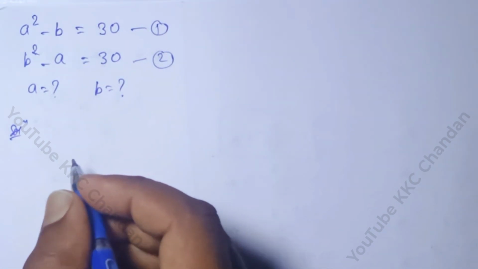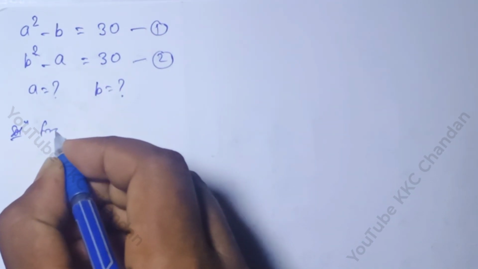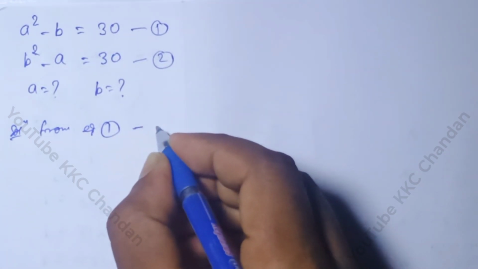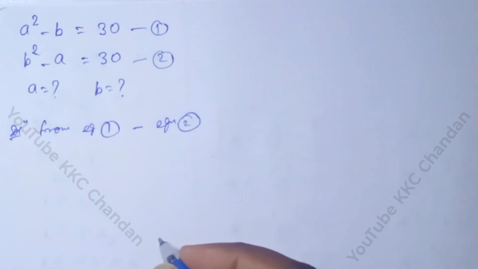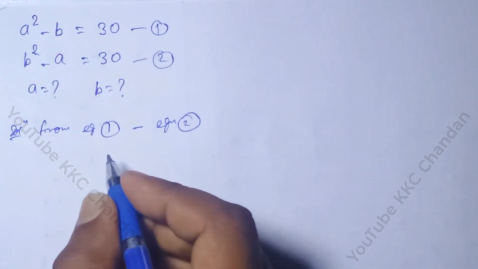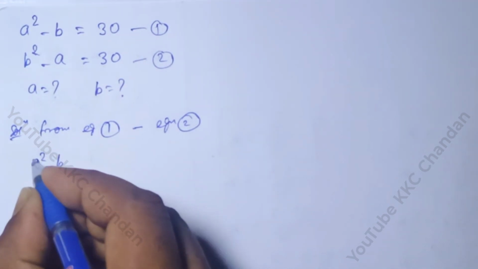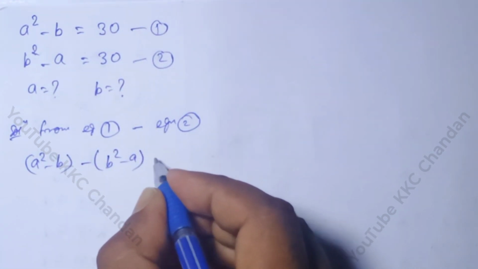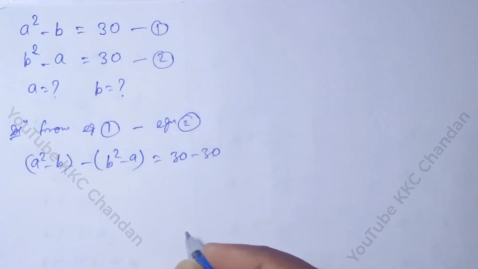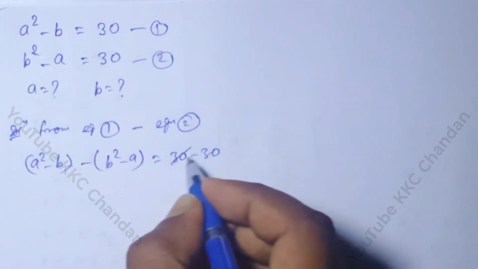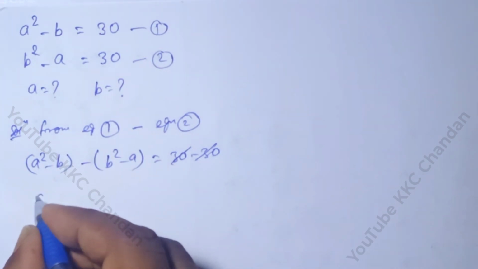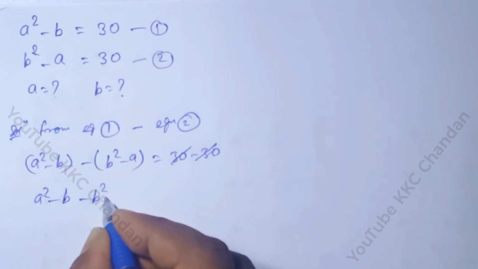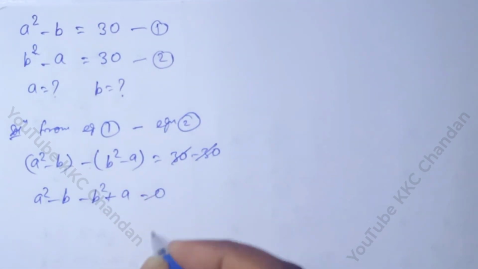Let us start the solution. From equation 1 minus equation number 2. Equation number 1 says a square minus b, and equation 2 says b square minus a, is equal to 30 minus 30. See here, 30 cancels. What is left is a square minus b minus b square plus a is equal to 0.